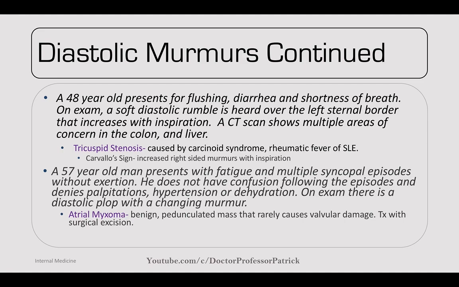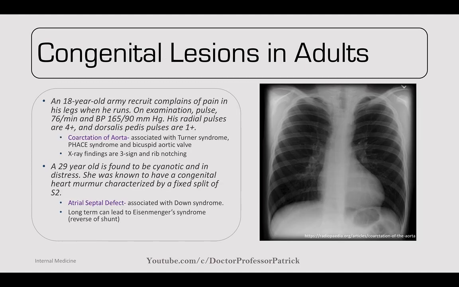It's a benign pedunculated mass that rarely causes valvular damage, and that's because this mass randomly plops into the atria and cuts off blood flow, causing syncope. So we can treat this with a surgical excision. So now we're going to talk about some congenital lesions in adulthood.